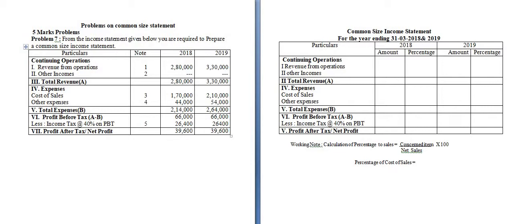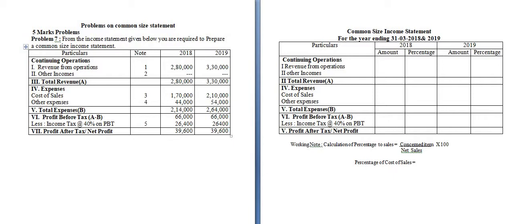Now today we will be solving problems on income statement. Here in the common size income statement, the net sales is to be taken as 100%, and other items of income statement will be expressed as percentage to net sales. Here is the formula to calculate percentage: concerned item divided by net sales into 100. If you put the values in this formula, you will get the common size percentage, and with the help of that percentage we can prepare common size statement.